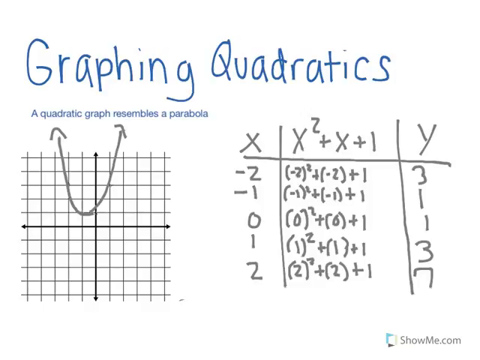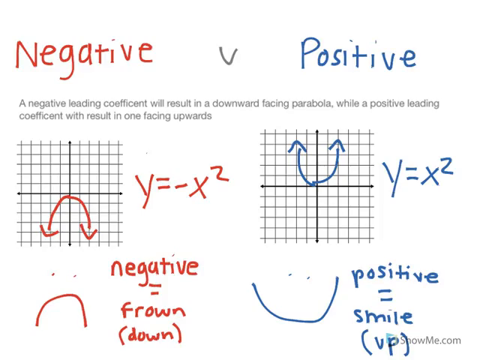And the way you can graph these is just by making an input-output table. So this is my in, this is my out. So I plug in each input value to the equation, and I get an output value. I just graph that out. By the way, quadratics are always parabolas.